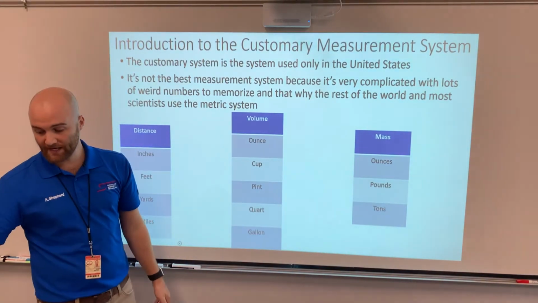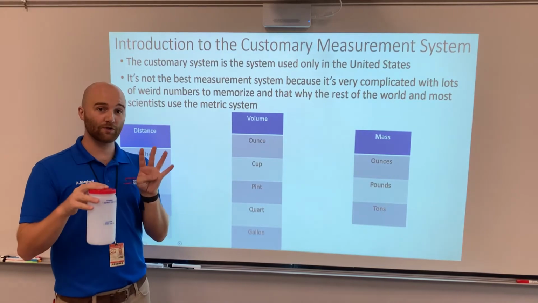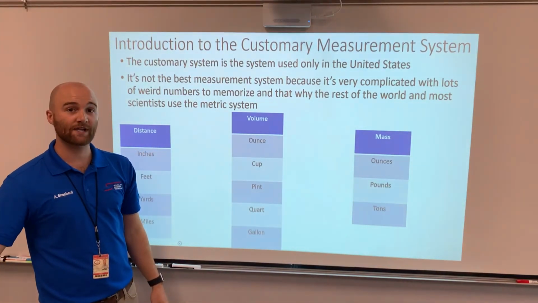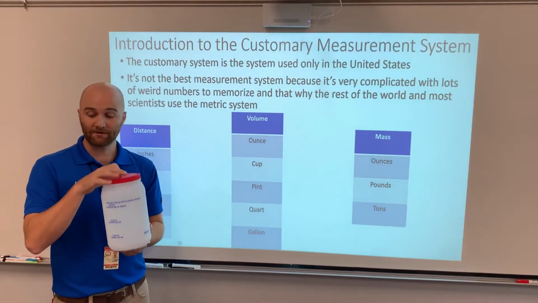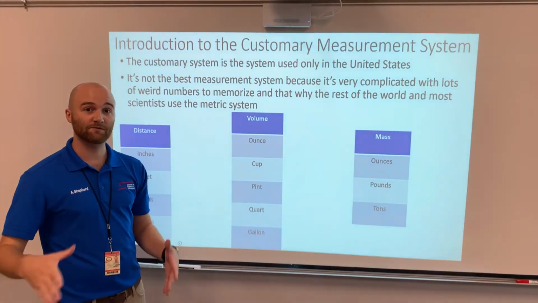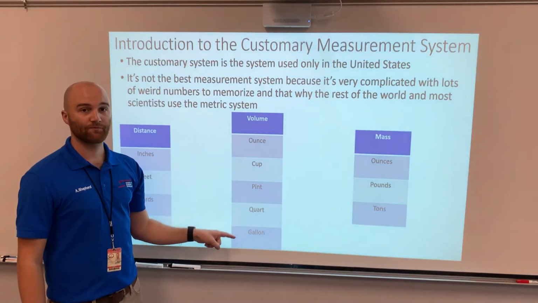Then if I have 2 pints, I end up with a quart. If I have 4 quarts, just like if I have 4 quarters, I get $1. 4 quarts gives me a gallon. And you're probably familiar with gallons because that's what one of those big jugs of milk is. That's a gallon. So here I've got volume.